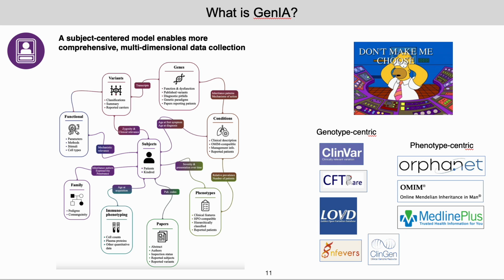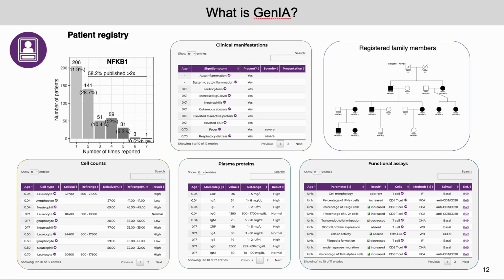So in summary, when you put all of this together, we really use a subject-centered model to store multidimensional, as comprehensive as possible data on immune-driven gene-disease relationships. This enables you not to have to choose between genotype-centric tools and phenotype-centric tools. In addition, this also enables you to store many different kinds of data for your patients if you happen to be interested in using GenIA as your own patient registry or repository.